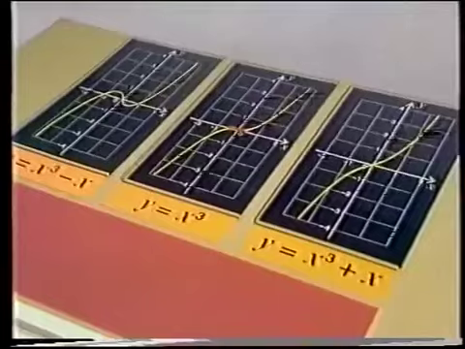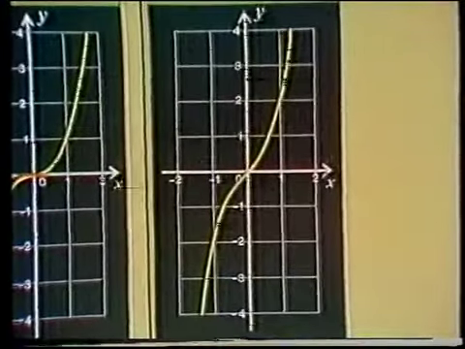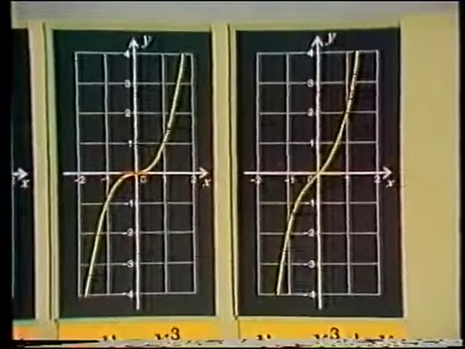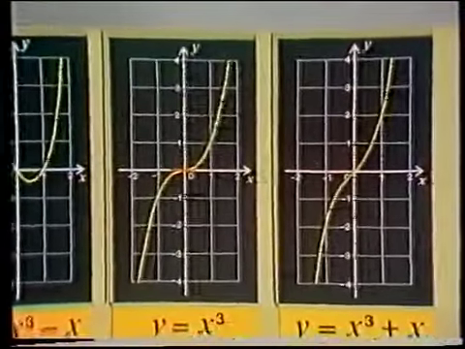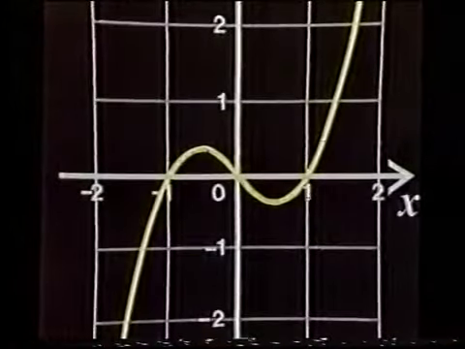And that's the complete classification of all cubic graphs. Every cubic graph can be got by scaling and translating one of these three basic graphs. One class comes from y equals x cubed plus x. They're all the ones with no horizontal tangent. Then there's the class from y equals x cubed. These all have one horizontal tangent. And finally, there's the class from y equals x cubed minus x. These all have peaks and troughs.